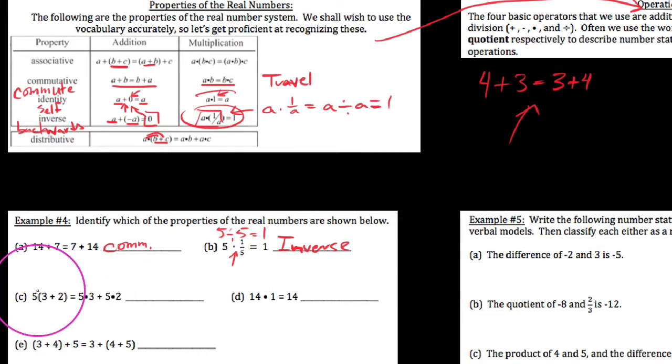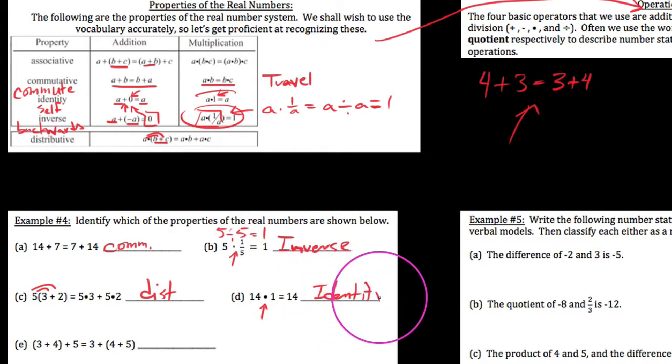Next line, looks like here we say 5 times the quantity 3 plus 2 is 5 times 3 plus 5 times 2. Looks like we have distribution going on. The next line, anything times 1 is itself. In other words, 14, we operated on it with multiplication and some other element here, and got 14 back. So this is the identity. It stayed the same. So this is our identity property.